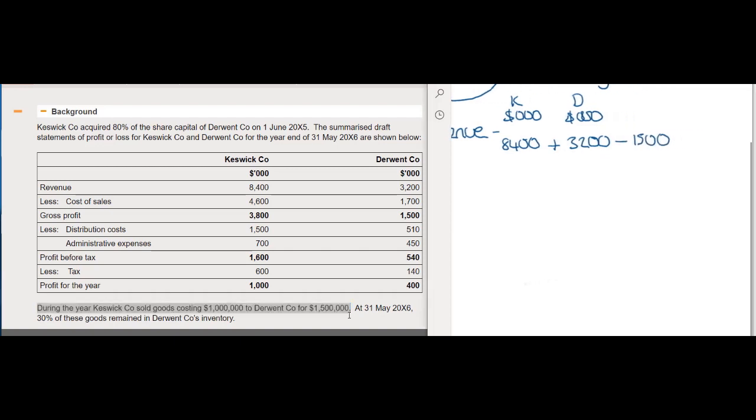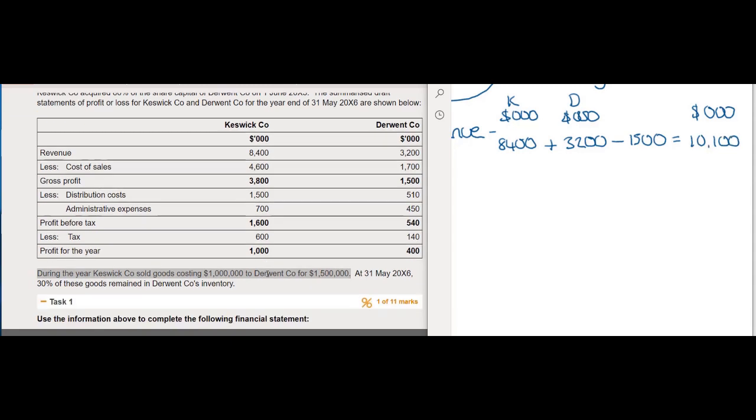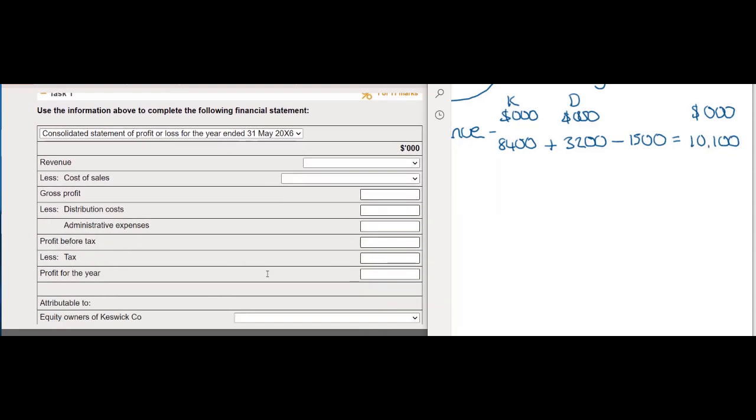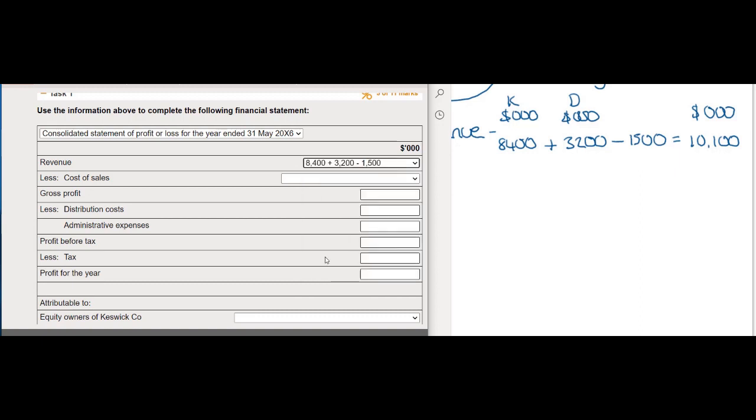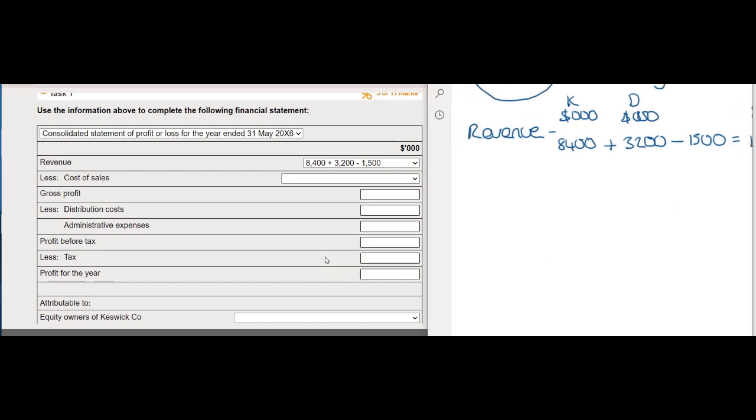This will then give us the adjusted figures of 10,100,000. Looking at our drop-down menu for our consolidated statement of profit and loss, the revenue figure to include will be the 8.4 million plus the 3.2 million and then deducting the intragroup sale of 1.5 million. The next balance to prepare is our cost of sales figure.